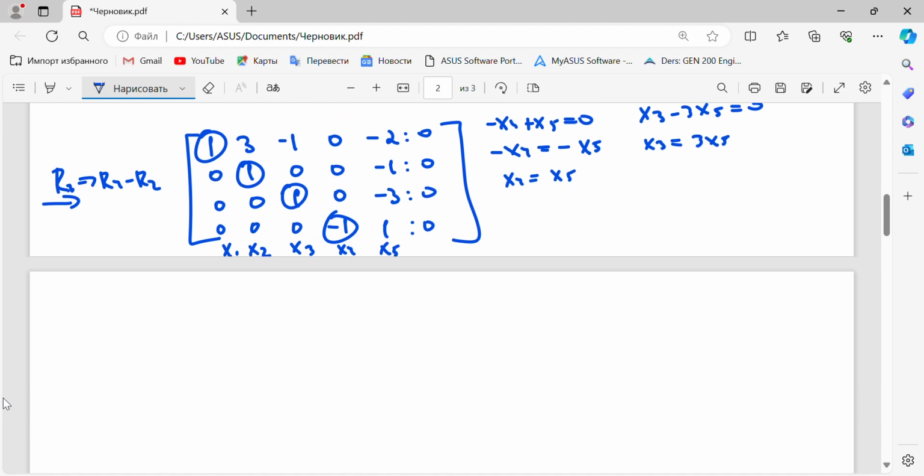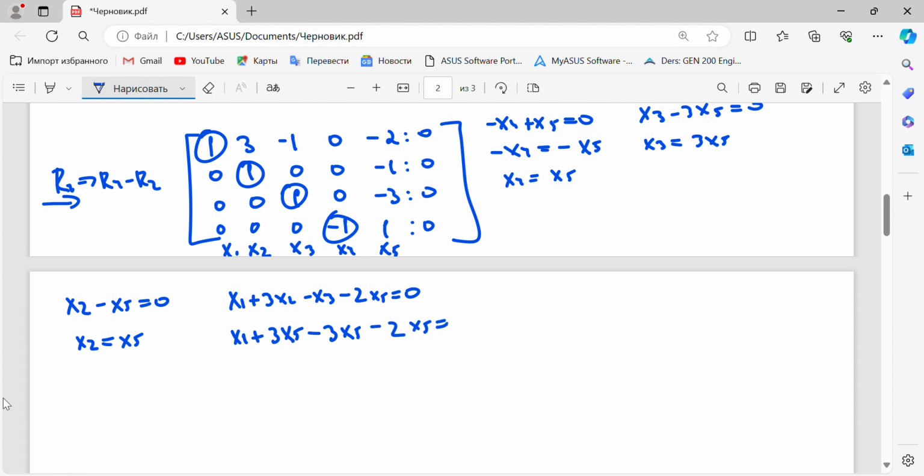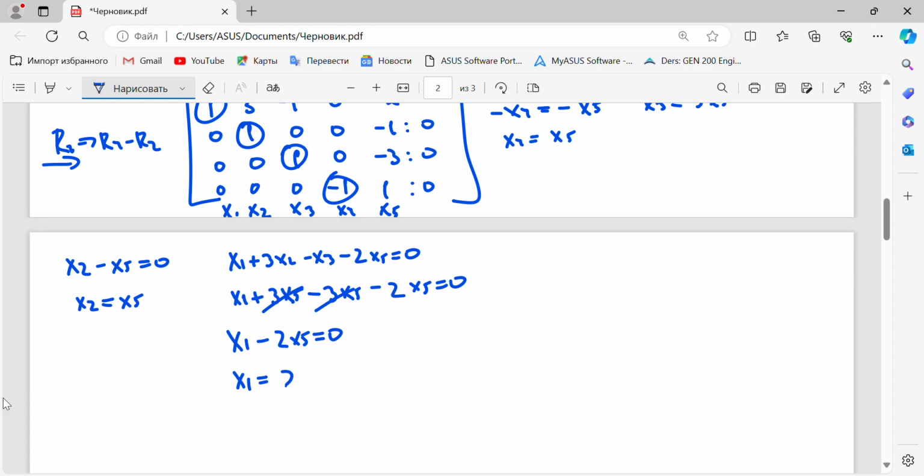Let's go to the second row. x2 minus x5 is equal to 0, so x2 is equal to x5. And the first row, x1 plus 3x2 minus x3 minus 2x5 is equal to 0. So we can write x1 plus 3x5 minus 3x5 minus 2x5. Those guys are eliminated, so x1 minus 2x5, so x1 is just 2x5.